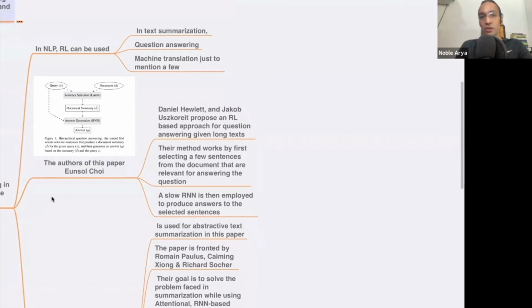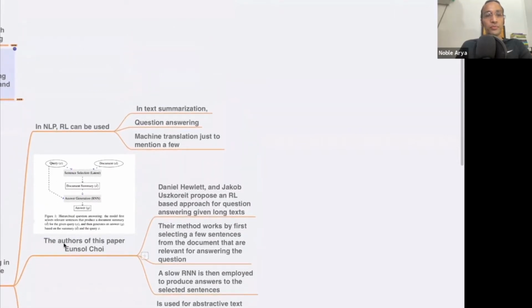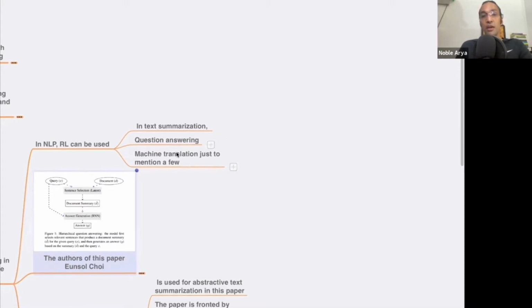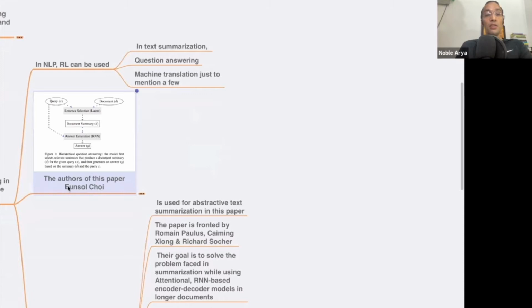NLP, natural language processing. In NLP, RL can be used in text summarization, question answering, and machine translation, just to mention a few. The author of this paper is this. This is not my research. I've taken this and I'm giving credit to them.